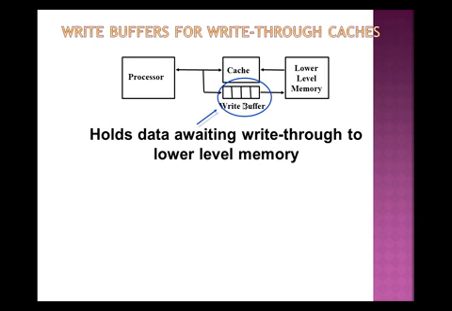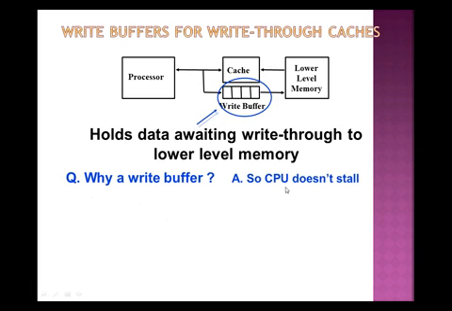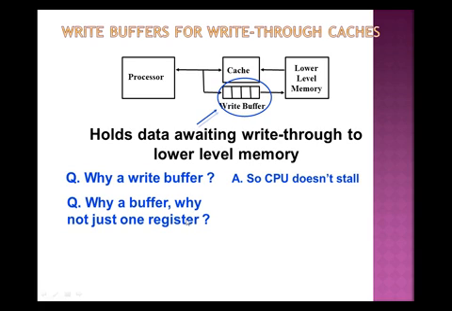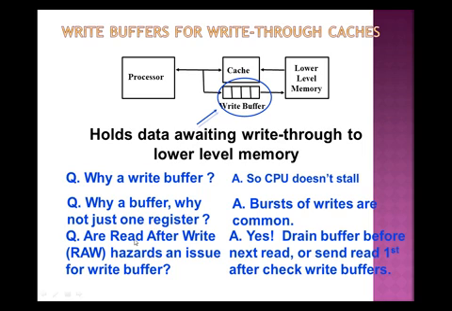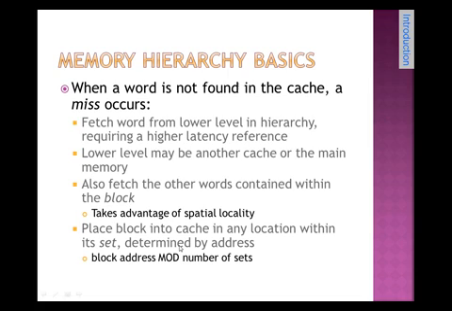Next, write buffers for write through caches. Data is written in the lower level memory as well as the higher level memory. The buffer holds data awaiting write through to the lower level memory. Why a write buffer? So the CPU does not stall. Why a buffer, why not just one register? Bursts of writes are common. Are read after write, that is RAW hazards, an issue for the write buffer? Yes.